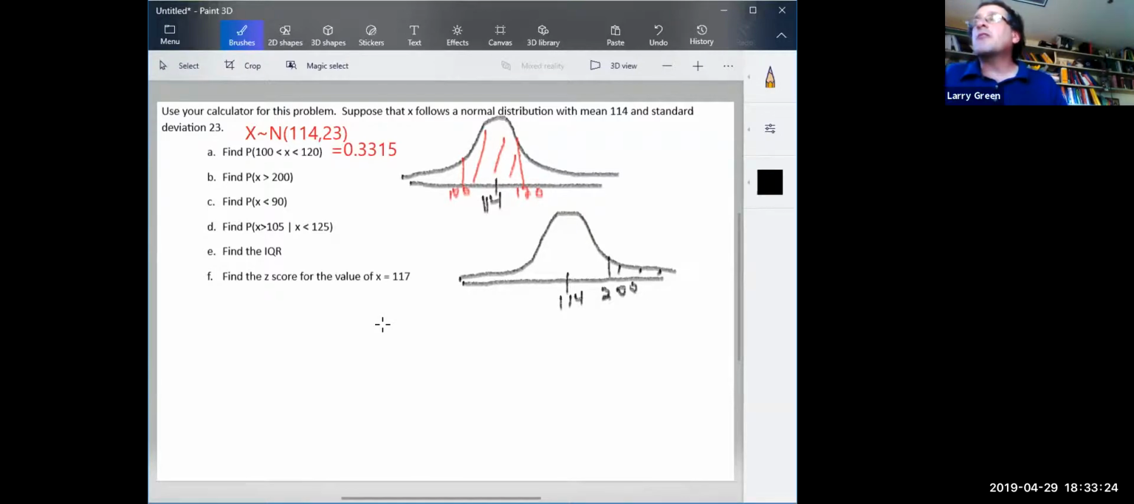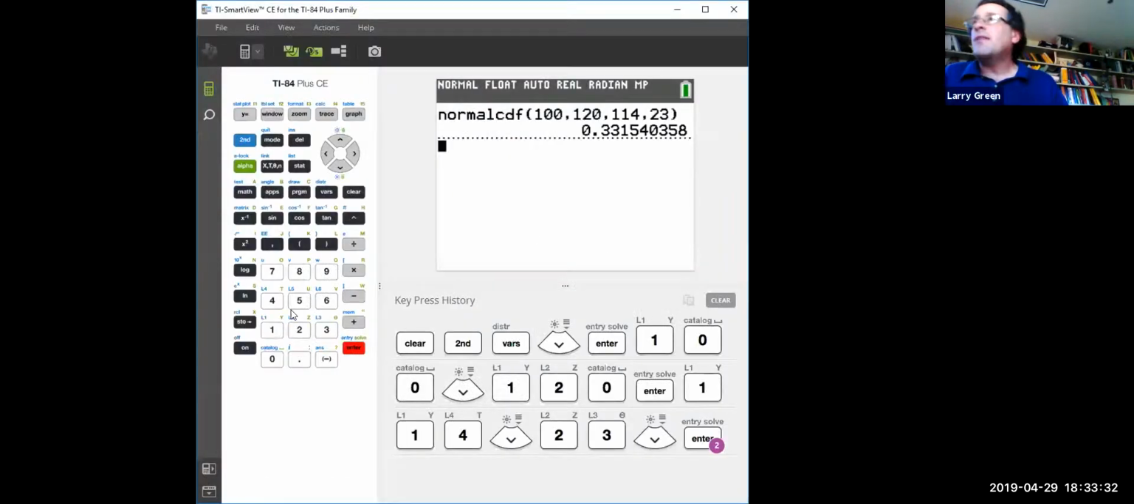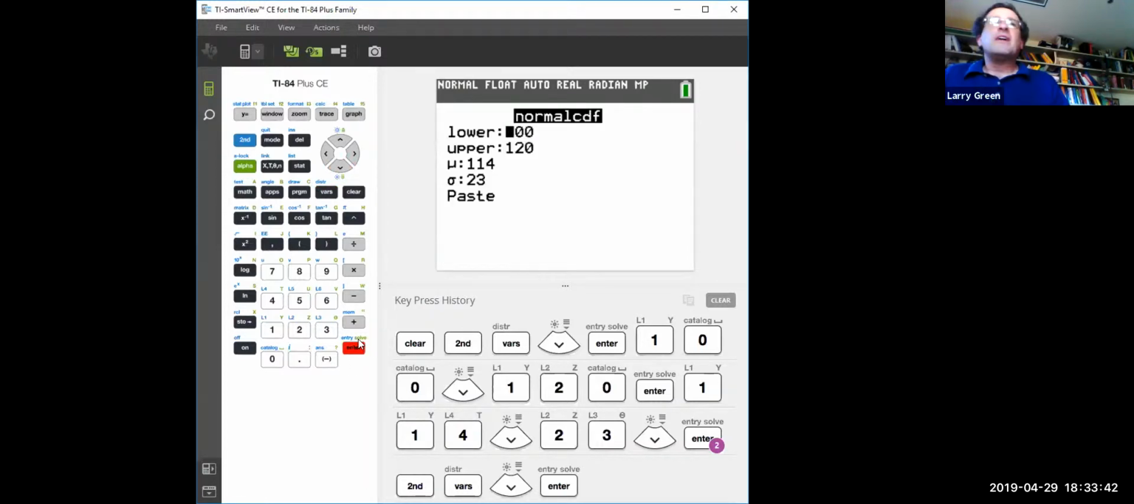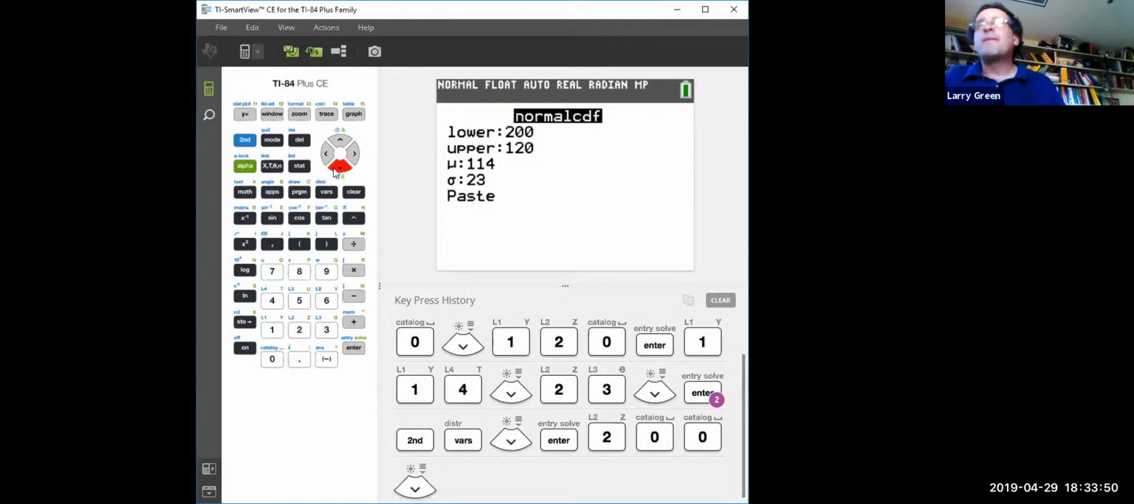Okay, so now we can go to our calculator. So let's go back. And there's the calculator. We're going to go second distribution again. Normal CDF, just like before. Okay, and our lower is going to be 200. What's the upper? How far right did it go? Yeah, infinity, and unfortunately you don't really have infinity in the calculator.